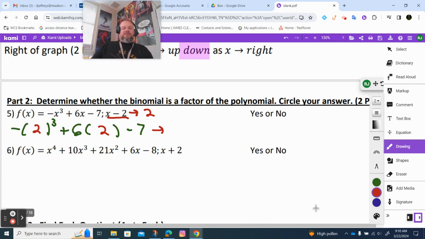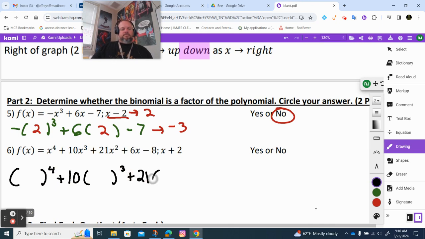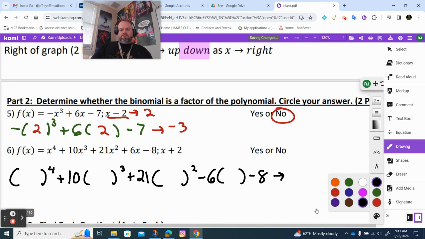All right. We end up getting -3. Is -3 0? No. And y'all, I don't know if any of these is yes or no. They could be both no. All right. So this is +2. So we're actually going to use -2 to plug in.